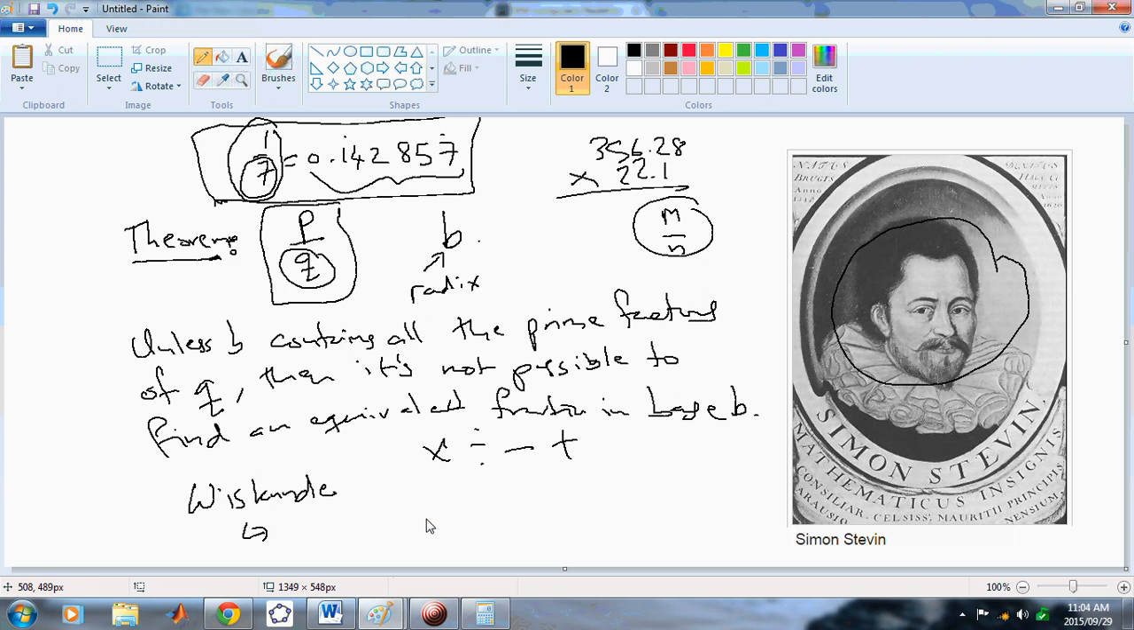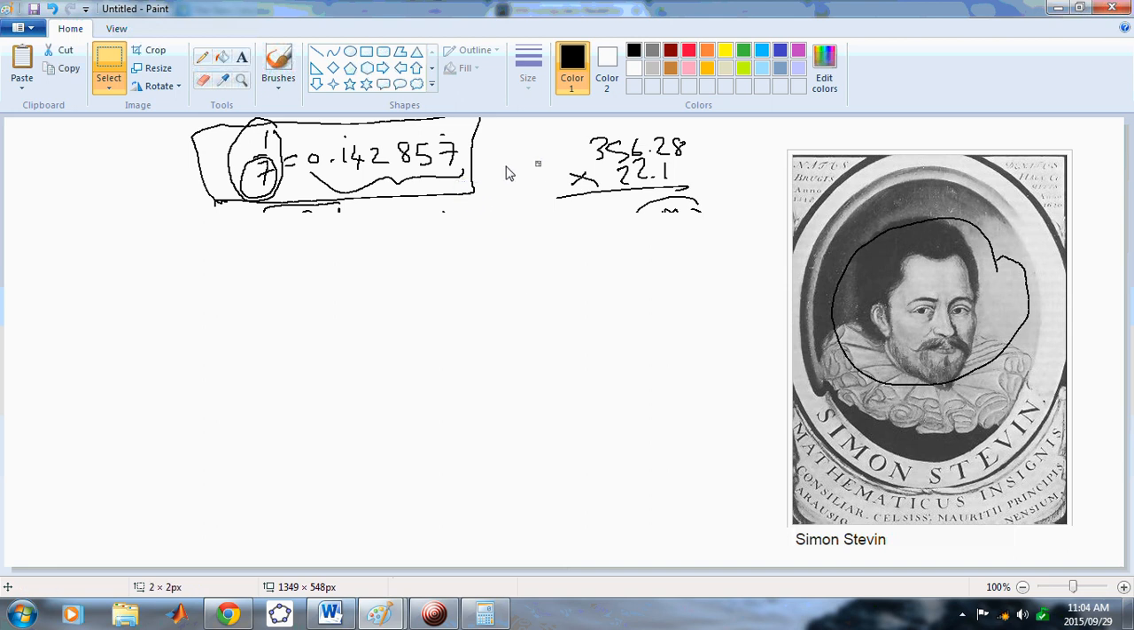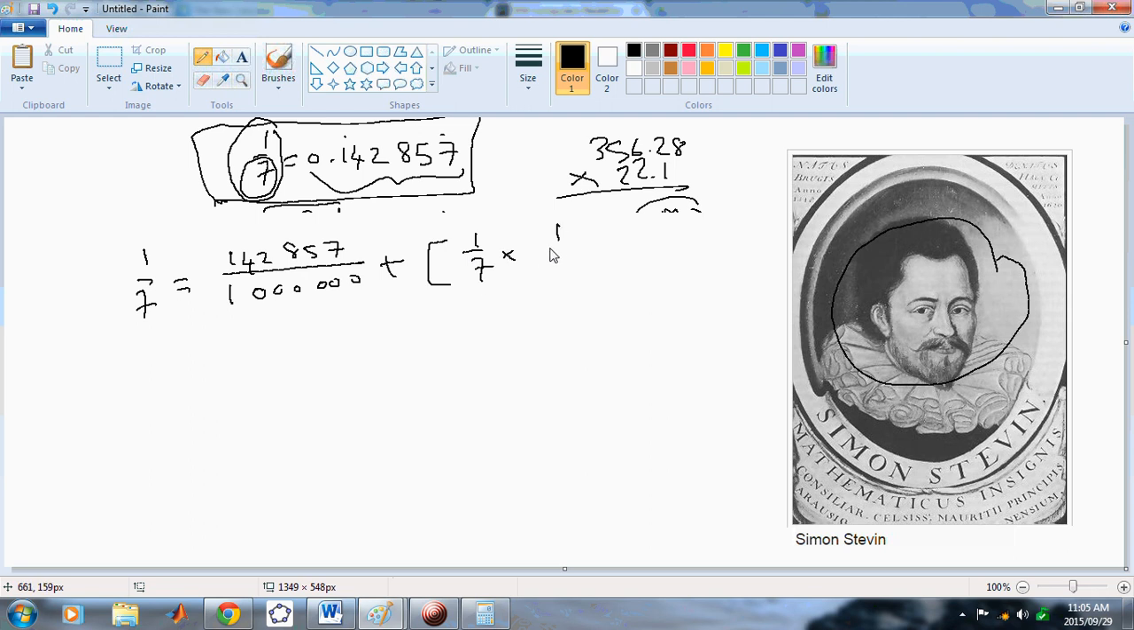Now, coming back to this 1/7, let me just clear some space up here again. Right. So now, over here, we have this. We could write this as an equality. For example, we could write 1, 4, 2, 8, 5, 7 like that over, how many is it? Thousands, 10,000s, 100,000s, millions. So we could write that like that, plus 1/7 times 1 over 10 to the 6, right? Okay, so you could write 1/7 like that.